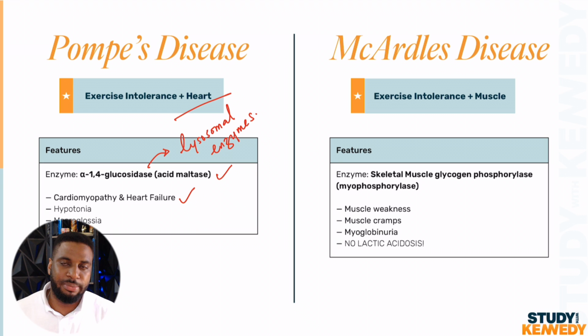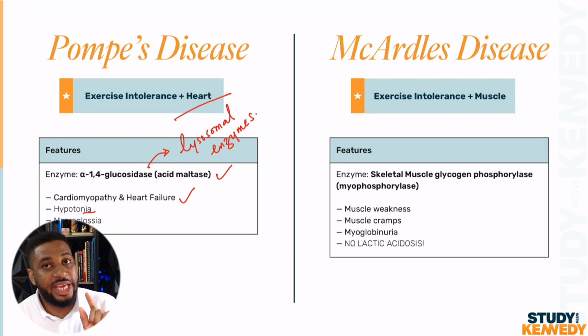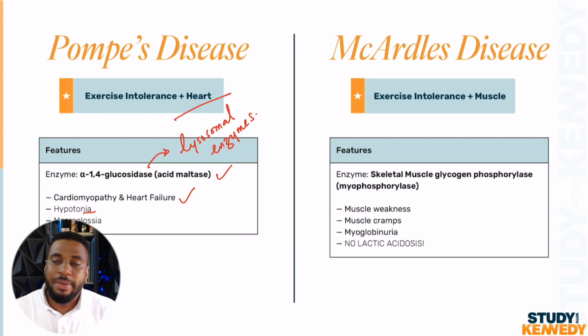Next, we look at McArdle's disease. McArdle's disease is exercise intolerance and muscle. Everything is muscle, muscle, muscle. Nothing else. Muscle pain, muscle spasms, muscle cramps, muscle weakness. Now, will patients with Pompe's disease have some muscle weakness? Of course, there is hypotonia, for example. But we don't care about that. Do they have cardiomyopathy? Do they have heart failure? Yes. If yes, that is Pompe's disease. In McArdle's disease, we don't have any heart failure. We just have muscle. Exercise intolerance plus muscle is McArdle's disease.